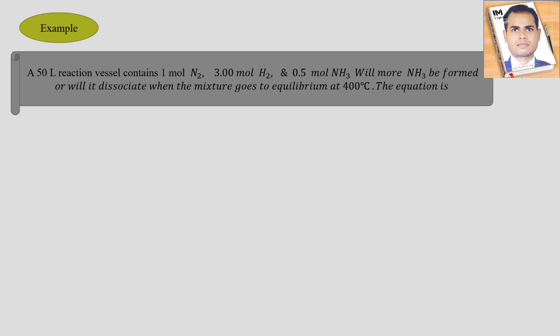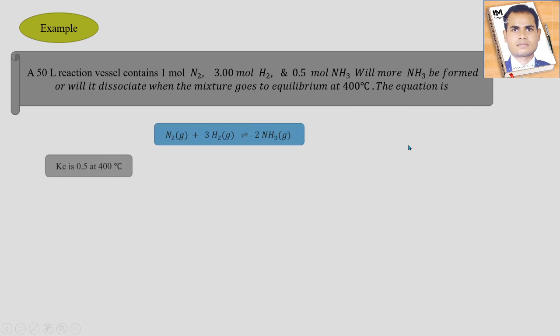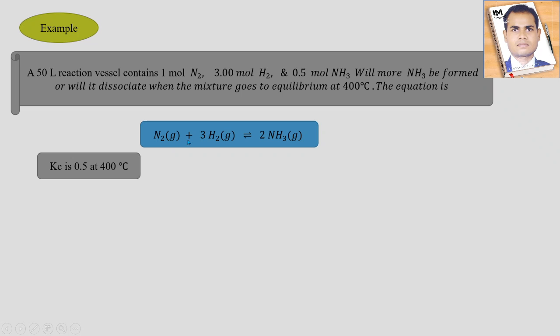Now we have to see an example based on this. A 50-liter reaction vessel contains 1 mole of nitrogen, 3 moles of hydrogen and 0.5 moles of ammonia. Will more ammonia be formed, or will it dissociate when the mixture goes to equilibrium at 400 degrees Celsius? The equation is nitrogen gas plus hydrogen gas giving ammonia, the formation of ammonia. Kc is 0.5 at 400 degrees Celsius.